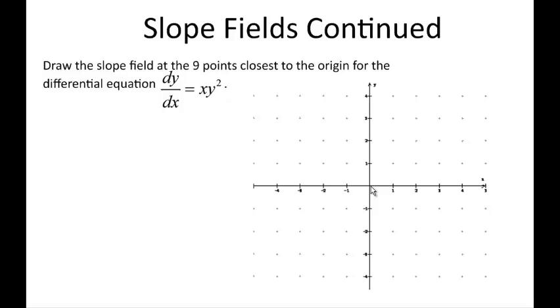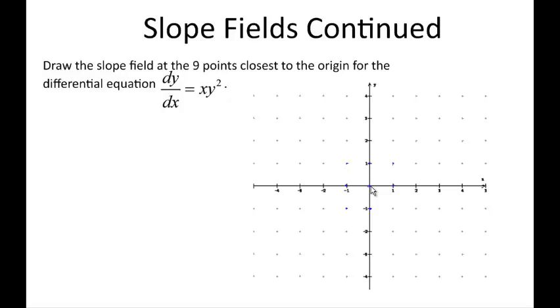We're going to continue our work with slope fields. We're going to review here really quickly. This says draw the slope field at the 9 points closest to the origin for this differential equation, dy/dx equals x times y squared. So those 9 points closest to the origin would be these 9 points right here.